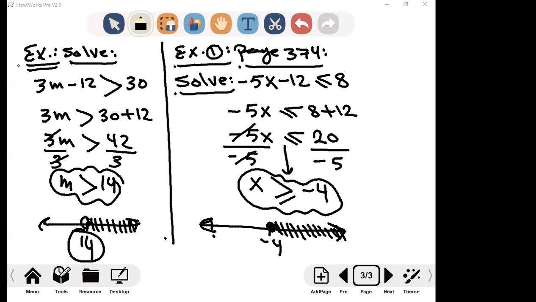Now, if you have some empty places, we have the solution of the inequality in example 1. See it in the middle. The solution of the inequality negative 5x minus 12 less than or equal 8 is x more than or equal. So write it. Don't leave it empty. And down in part B, they want you to graph the solution. So graph it. Okay?